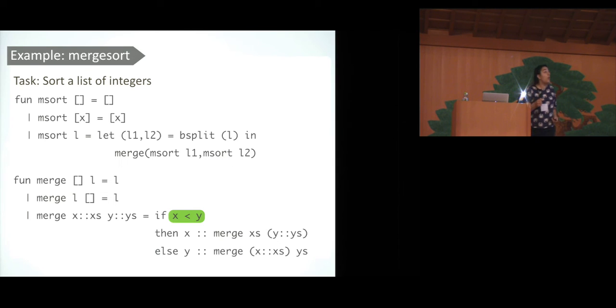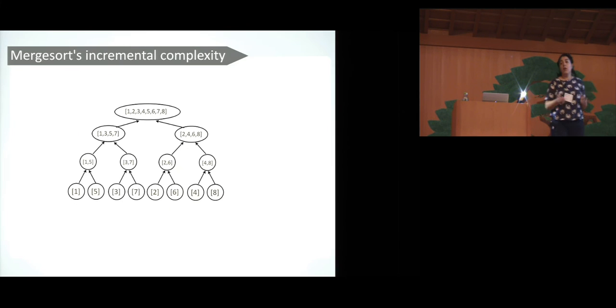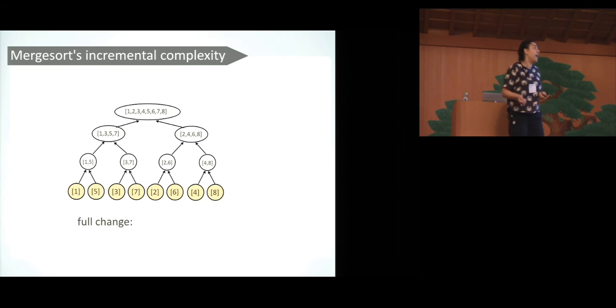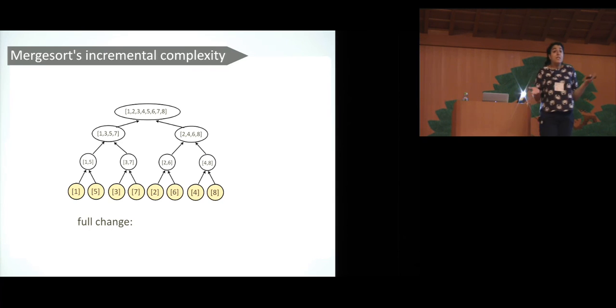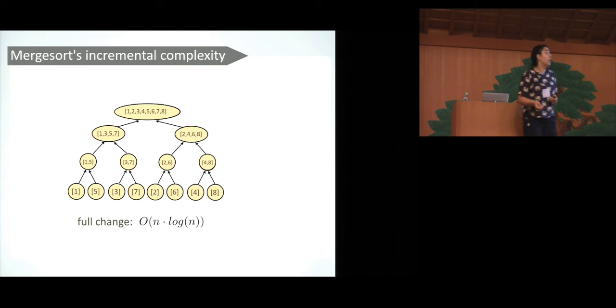So what can we say about the incremental behavior of merge sort? So let's look at its trace abstractly. It's a bottom-up view of the recursion tree where we have 8 elements. So let's start easy. What happens if we change all the elements of the list? We change everything. What can we say about its incremental complexity? Well, since we have to re-execute everything from scratch, its incremental complexity will be equivalent to its from scratch execution cost, which is n log n.